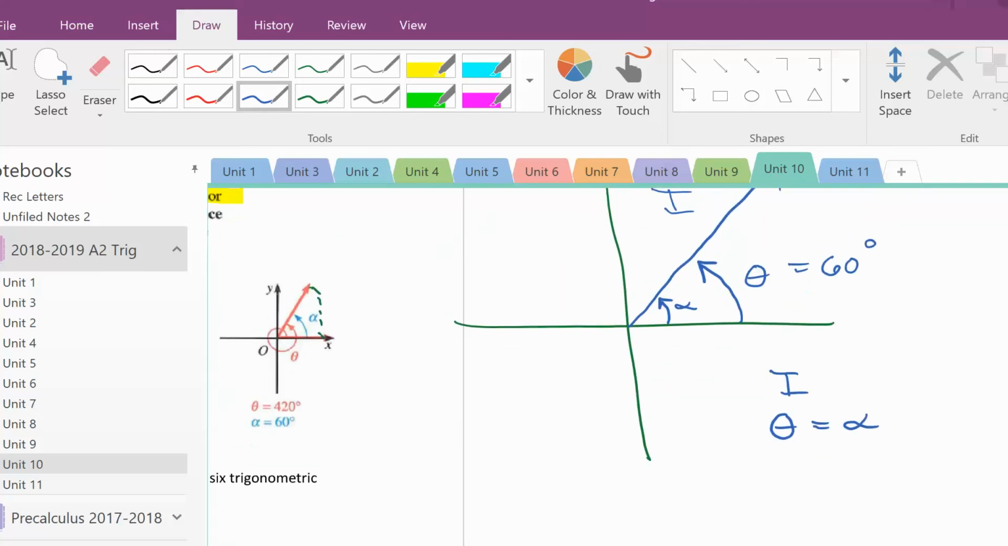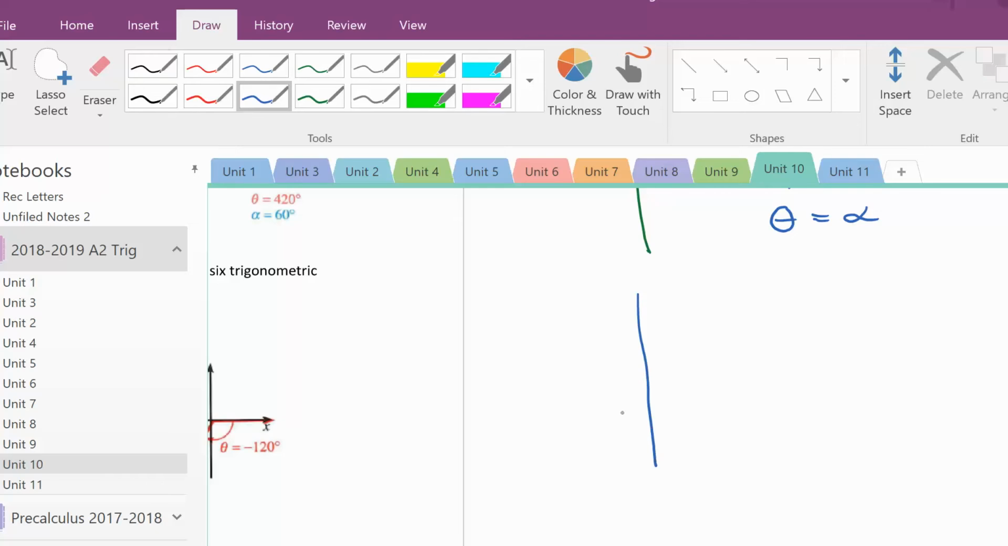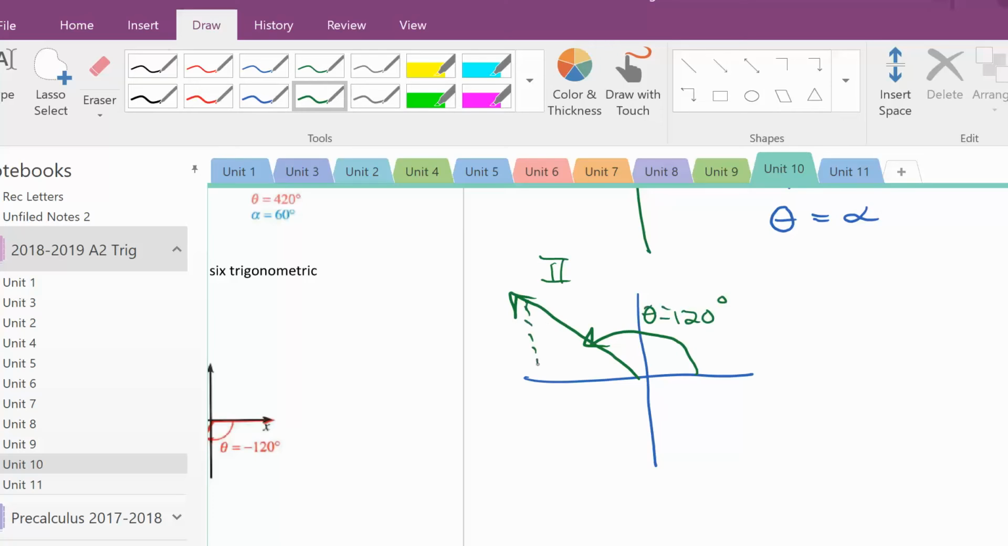When you get to quadrant 2, however, and I'll draw another picture here, so in quadrant 2, let's say now it's 120 degrees for theta. And now our reference angle, remember, is between the terminal side and the x-axis. So here's alpha, and since this is 180, we can get alpha by subtracting 180 minus the angle. So in this case, it's 180 minus 120, which is 60. So that's in quadrant 2.